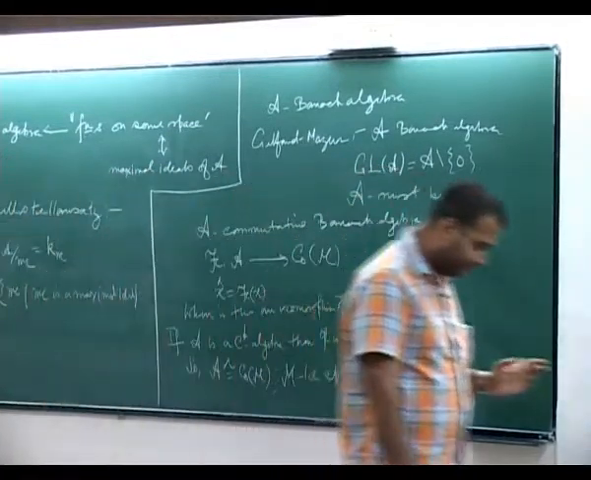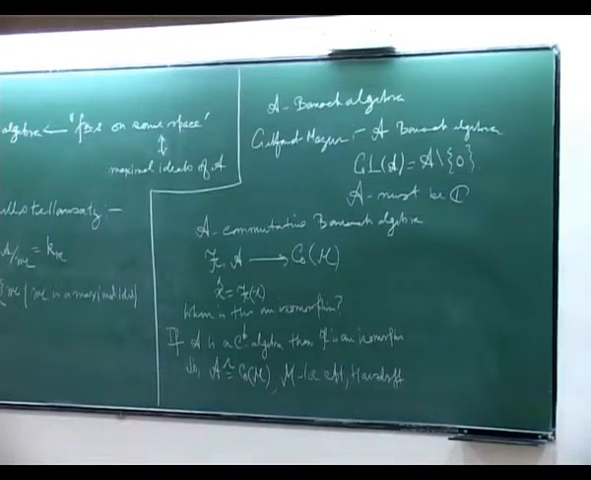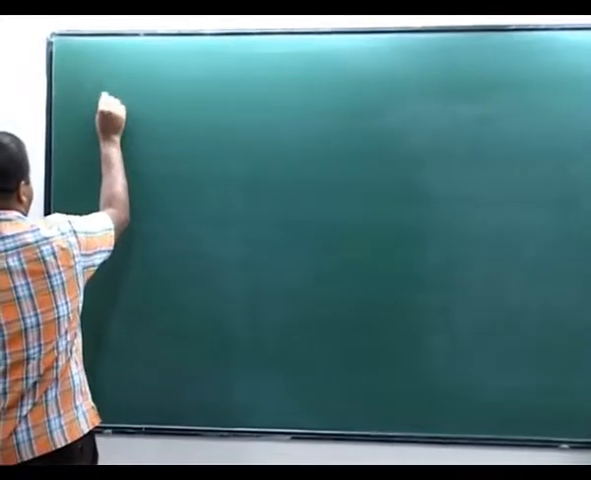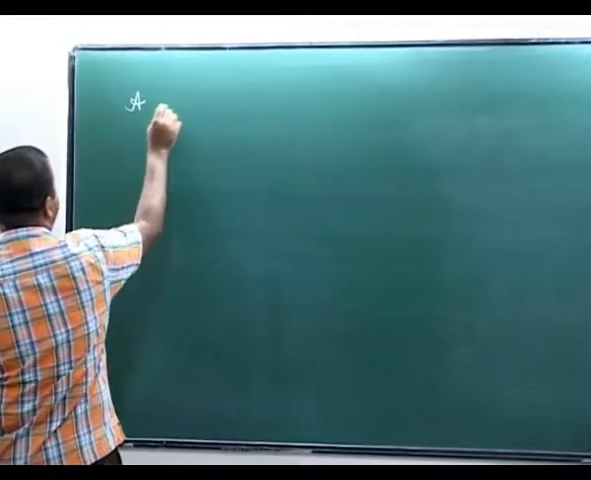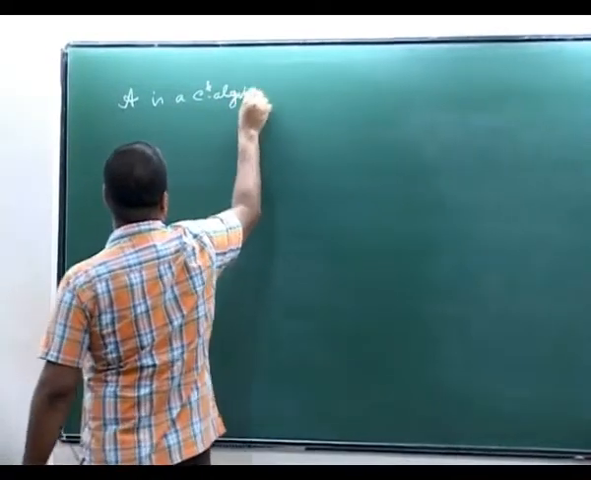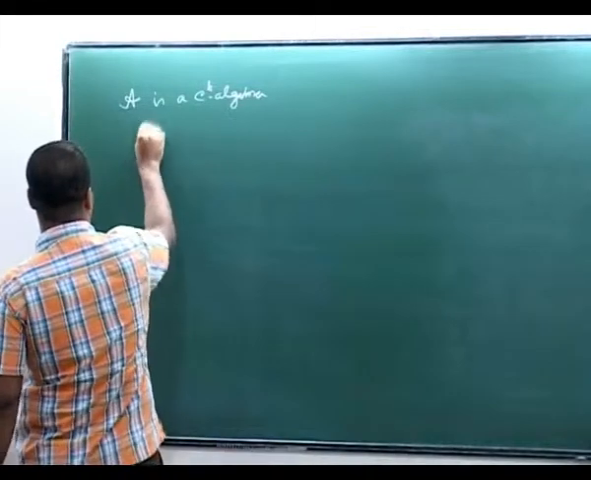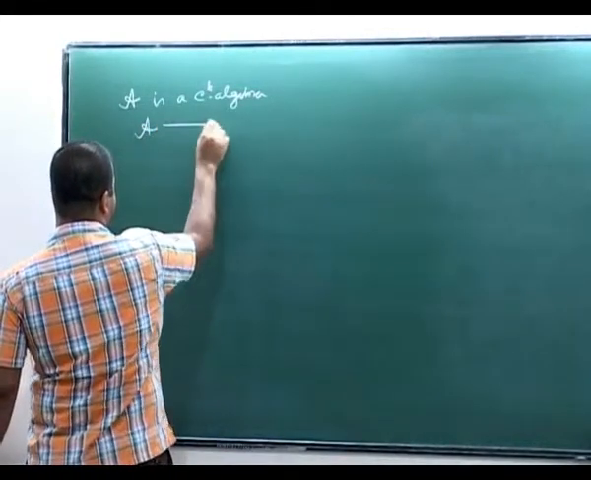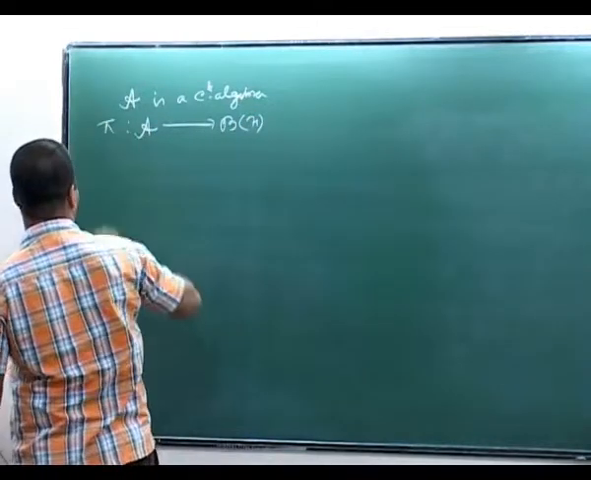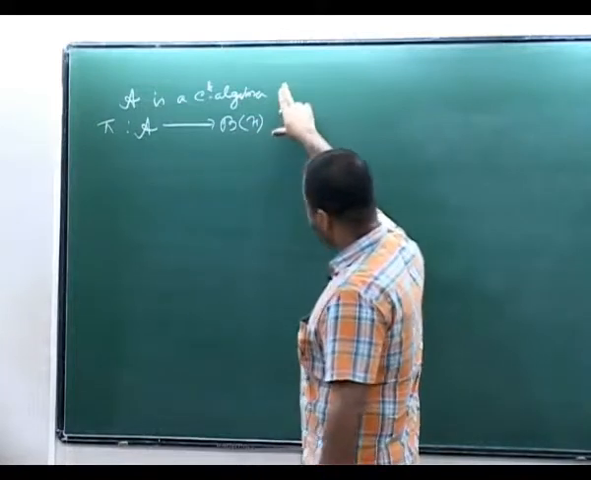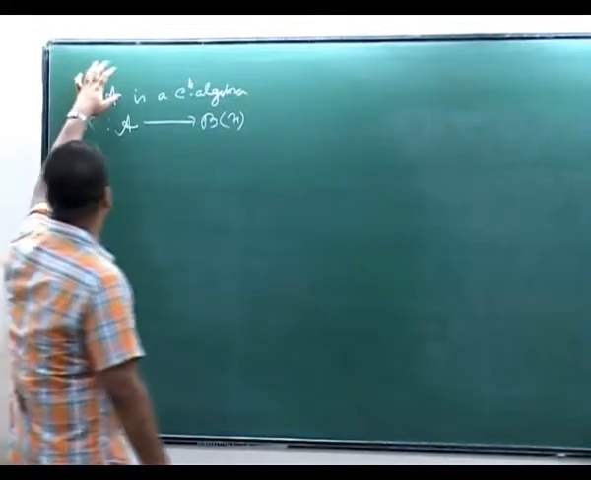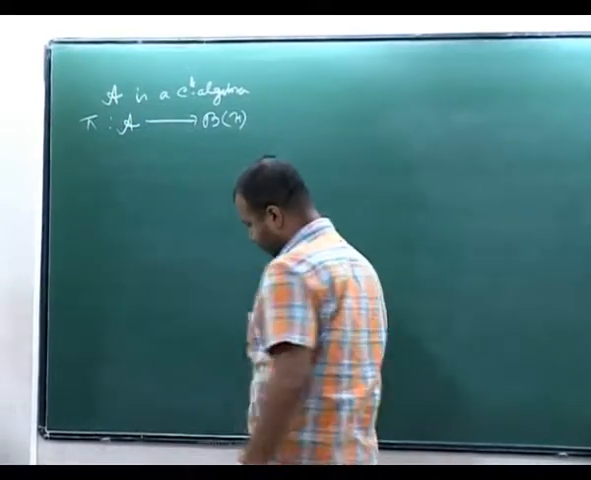So once this is done, there are two kinds of theorems. I was heading for a proof of this fact, that if A is a C-star algebra, then I can always embed A into B of H. I will do a proof of this fact, but the point of this theorem is that C-star algebras are not abstract objects, but they are concrete.